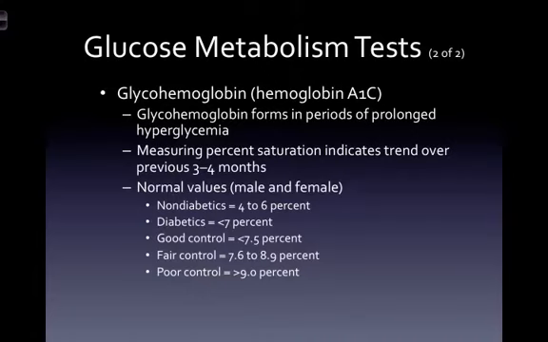Normal values for male and female. In the non-diabetic, about 4 to 6%. In diabetics, we look to target them less than 7%. Good control, less than 7.5%. Fair control, 7.6 to 8.9%. Poor control would be greater than 9%.